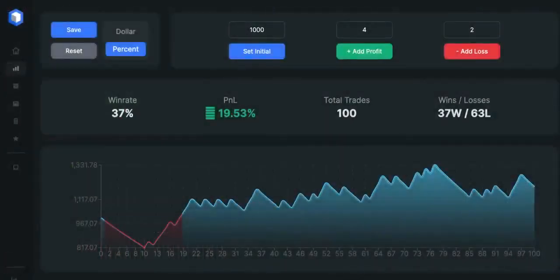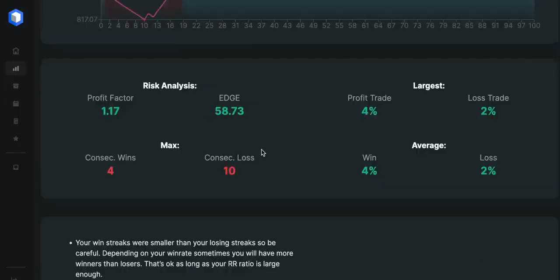Alright, I just did a backtesting and here are the results. The win rate for this strategy is only 37% and we increased our account size by 19.53%. We also see that the profit factor is only 1.17 and we had 4 consecutive wins against 10 consecutive losses. And this losing streak is not good at all.